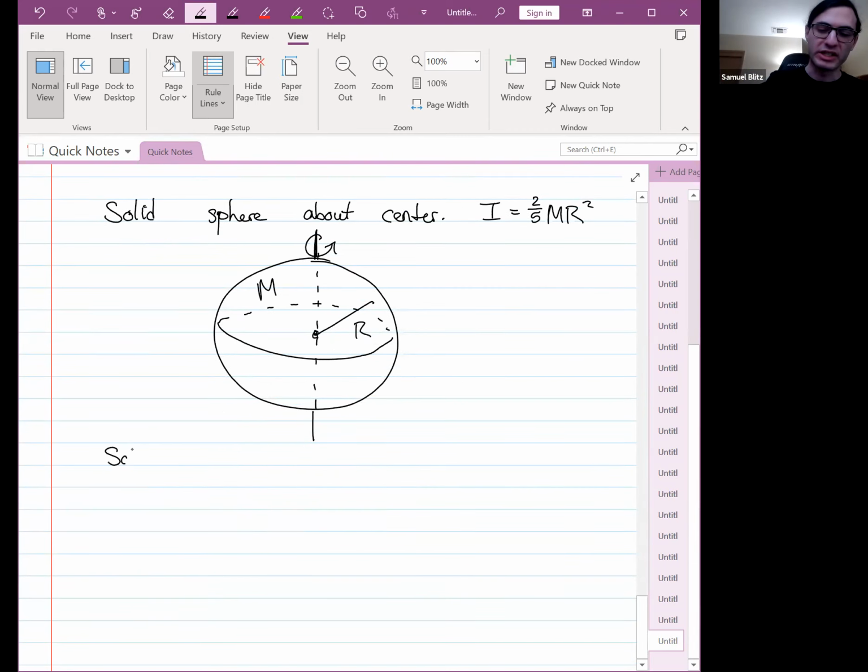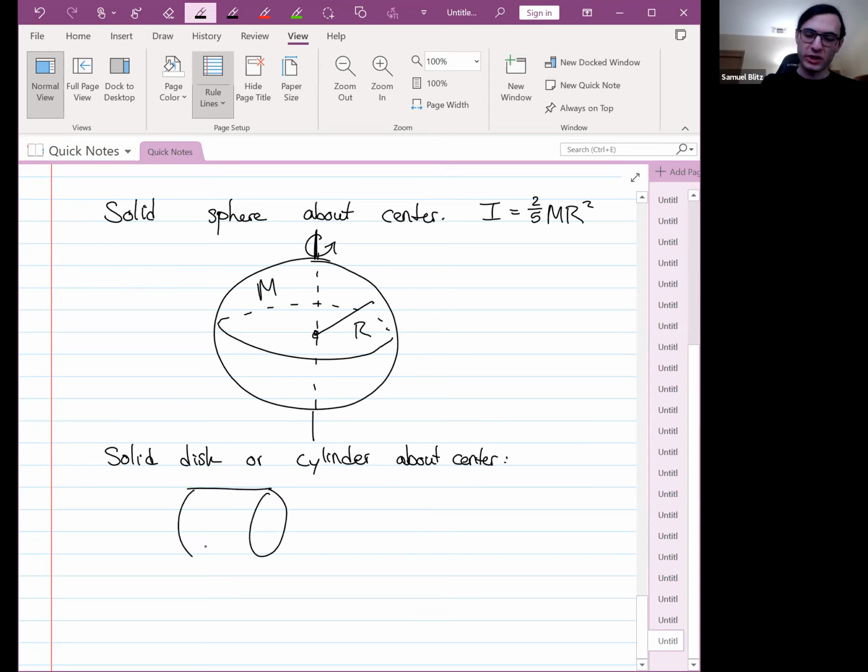Then for a solid disk or cylinder about the center, the Jacobian's related to the volume element. So here's our cylinder. The axis of rotation is this one. Let's say it has radius r and mass m. Then the moment of inertia is 1/2 mr squared. Notice, by the way, it doesn't depend on the length of the cylinder.